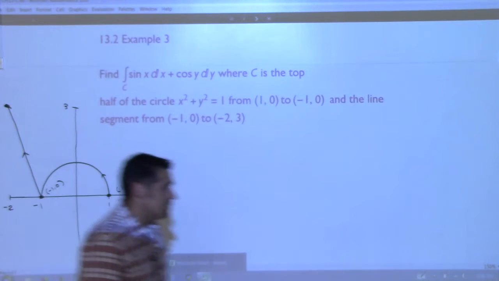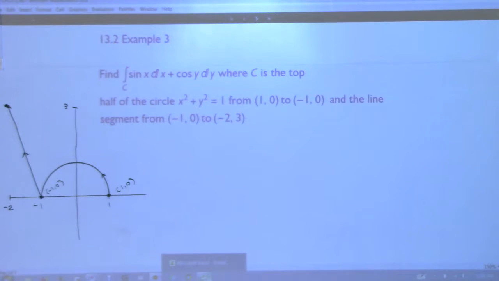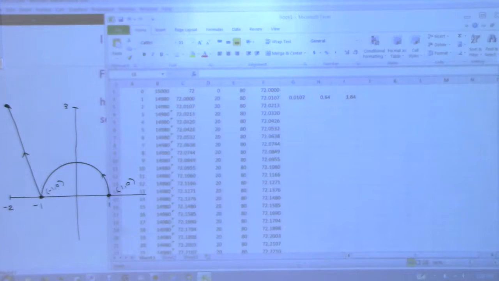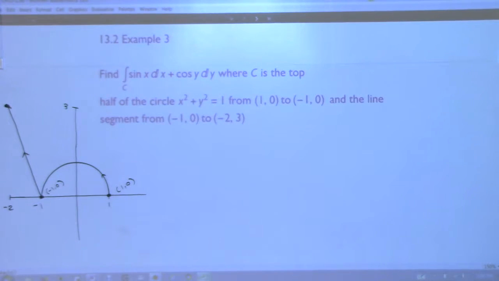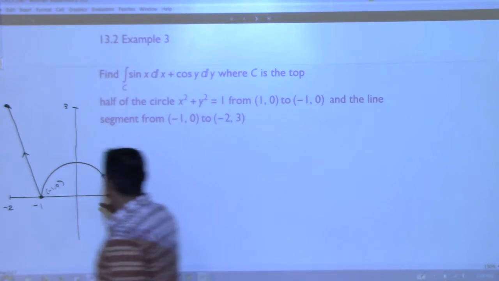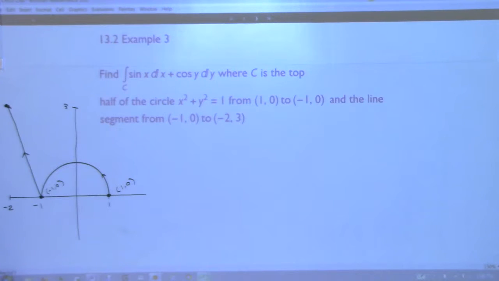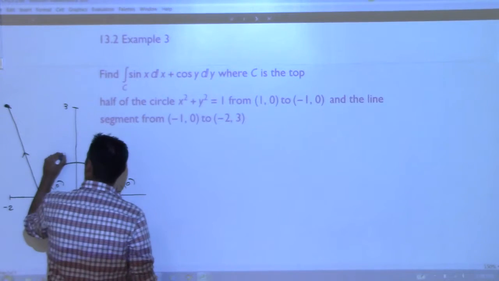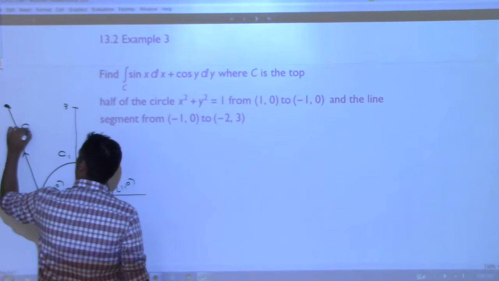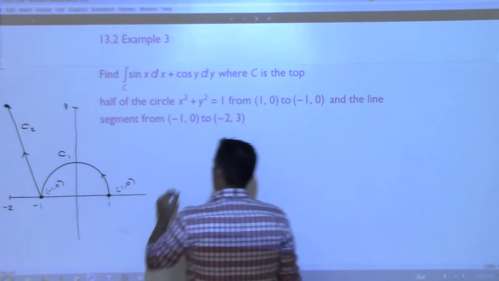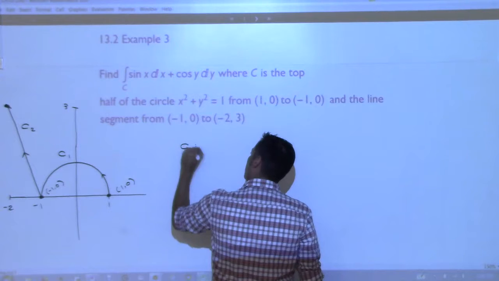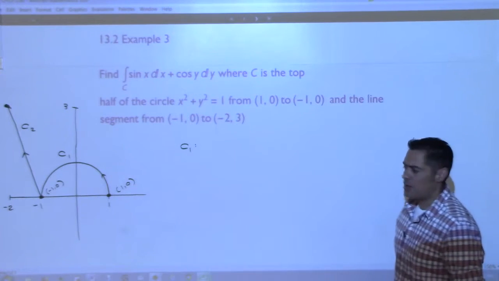But mechanically, let's see what the mechanics of this look like. Let me get that little box out of here. Okay. So let's take C, and since C is actually made up of two different pieces, let's break C down into C1 and C2, two different paths. So let's try and define these. C1, we've done this already last class.